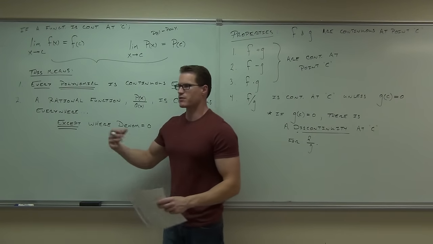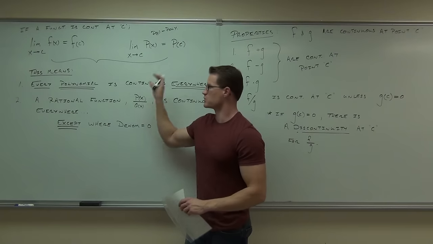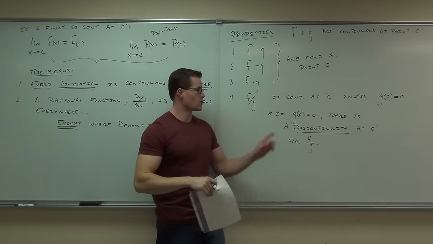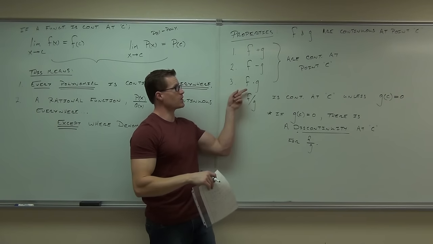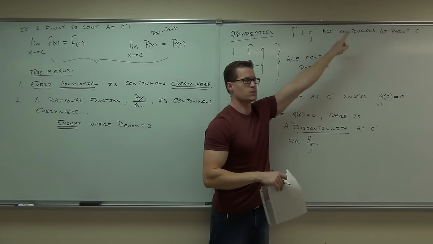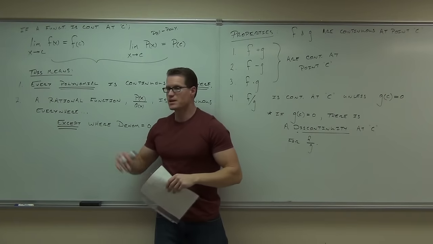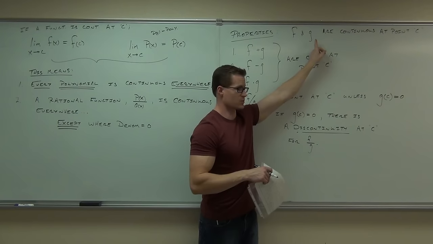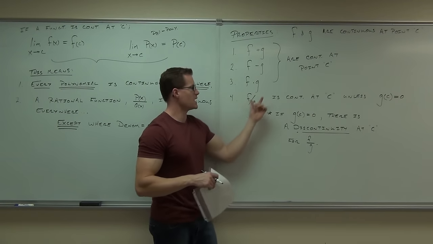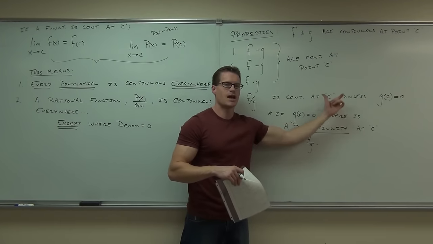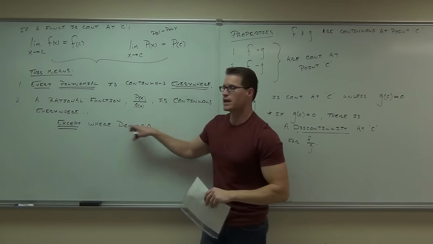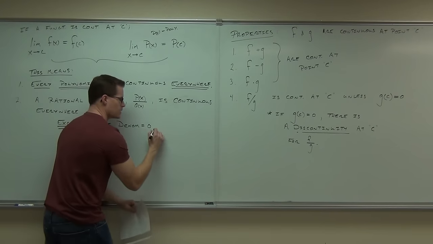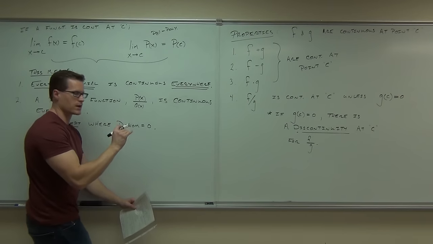So we're starting to put everything together. Polynomials, always continuous. We just proved it with our limit. Rational functions, always continuous, except where this happens, because we know that we can take two continuous functions. If it's rational, that means they're both continuous because it's a polynomial over a polynomial. That satisfies that. They're both continuous everywhere. If you take it, this will also be continuous unless the denominator is zero. And that's all I'm saying here, is except where the denominator equals zero, at that point, you will have a discontinuity, either a hole or an asymptote.